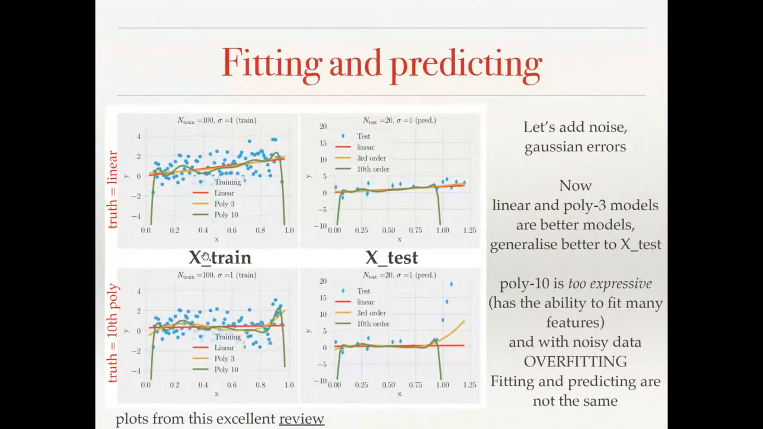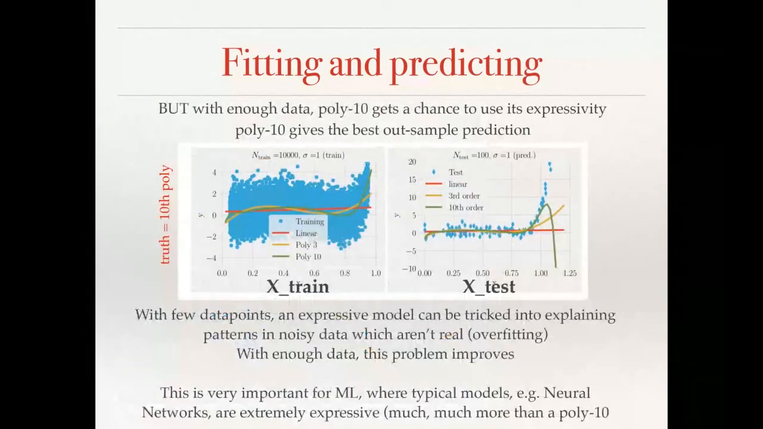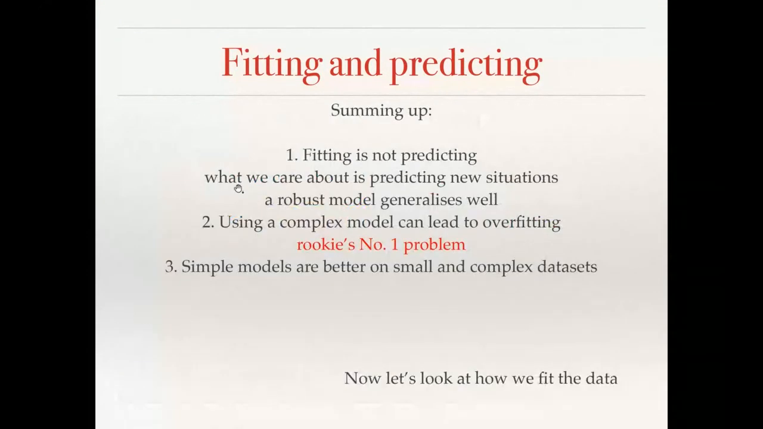Imagine now that instead of being a polynomial of 10th order, it is a model that has hundreds of thousands of parameters. This is the typical situation you are going to find yourself in when you use neural networks. So fitting is not predicting. You can fit anything with enough parameters, but you are not going to be able to predict what happens in new unseen situations. And this is what we care about. We care about predicting new situations.